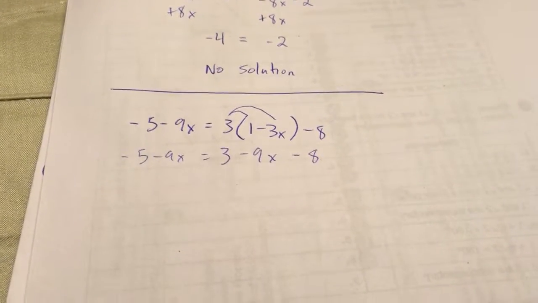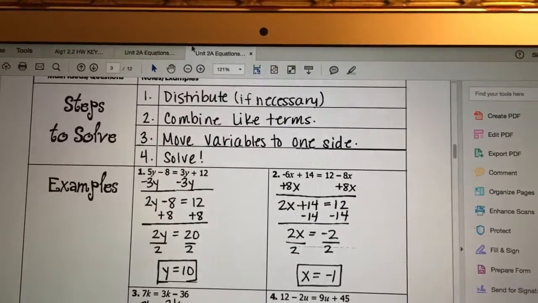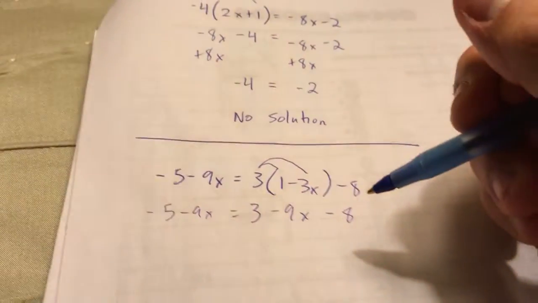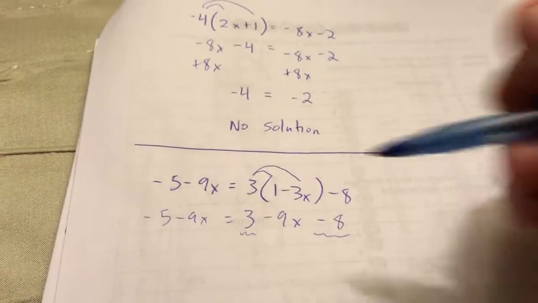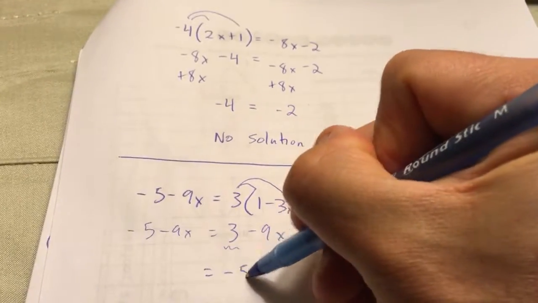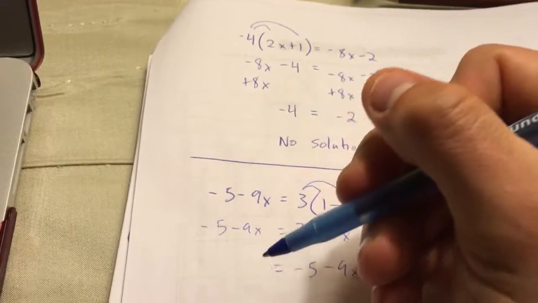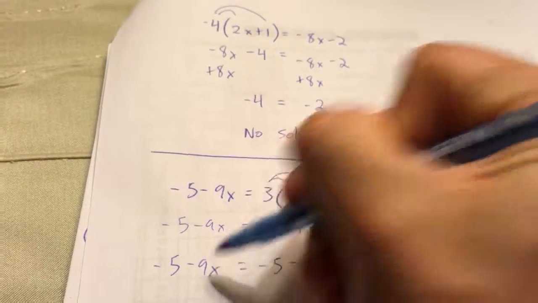So what is our next step? Well, if we look back to 2.2 notes, our next step is to combine like terms. So we're going to combine like terms. So notice the 3 and the negative 8 are like each other. So we do 3 minus 8, which is negative 5, minus 9x. Minus 9x comes down. Minus 5 minus 9x.